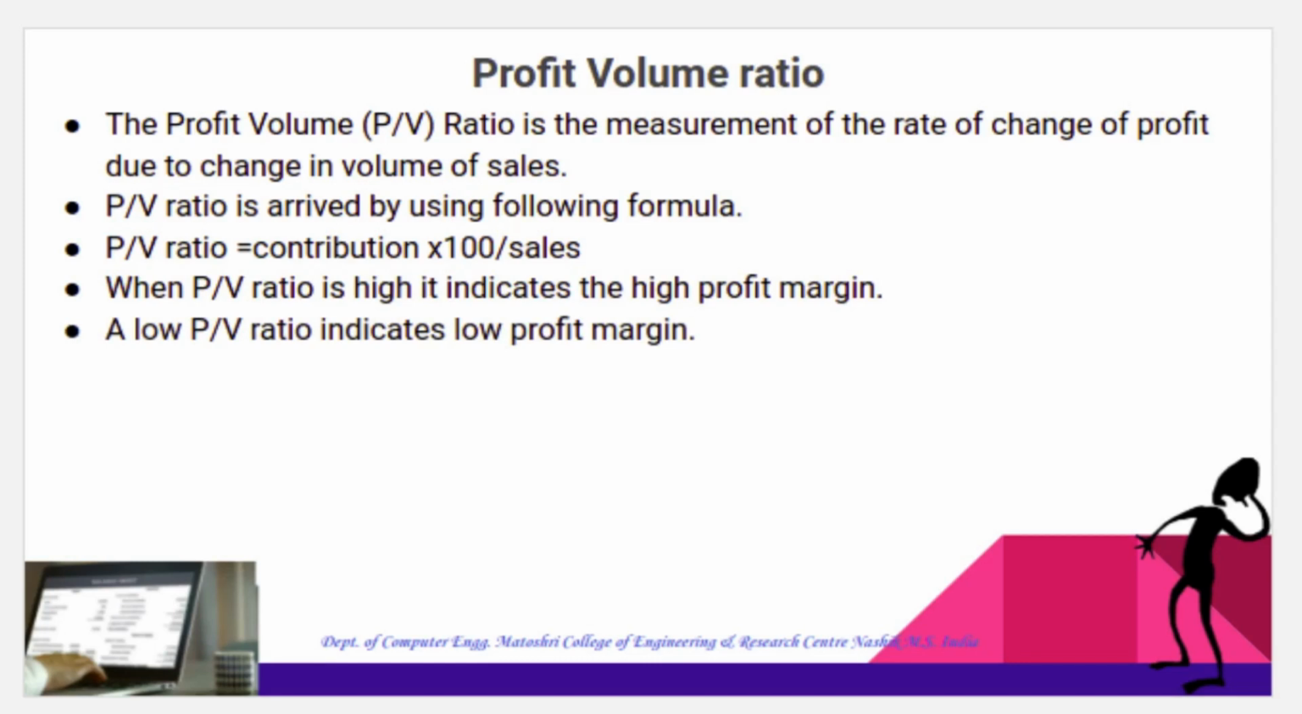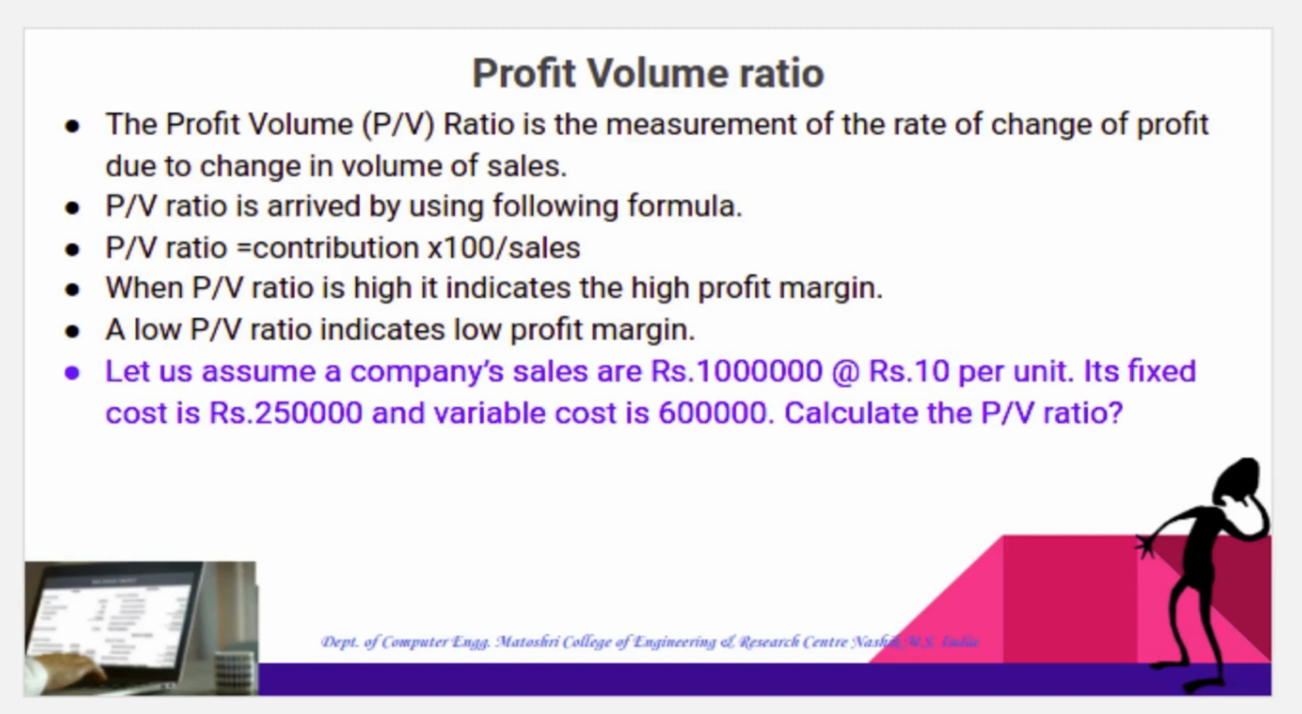When the PV ratio is high, it indicates a high profit margin. The situation of a high PV ratio is called a profitable situation. A low PV ratio indicates a low profit margin. In the case of a low margin, the company has to either increase the selling price to improve the PV ratio or increase the sales turnover to earn a satisfactory profit in the business.